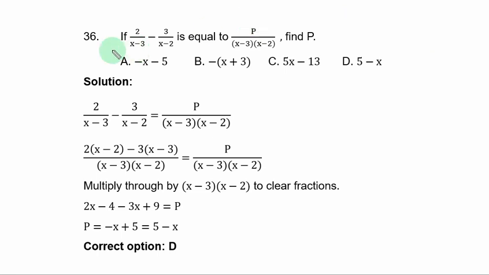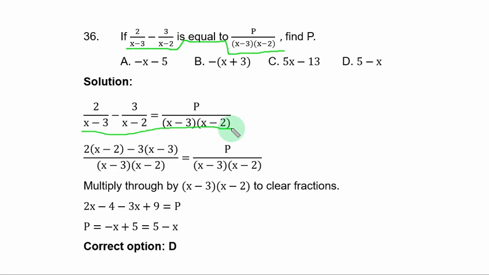Question 36. If 2 over s minus 3 over s minus 2 is equal to this, find P. The 2 expressions are equal. So let us find the LCM of the left hand side so that we can simplify it.